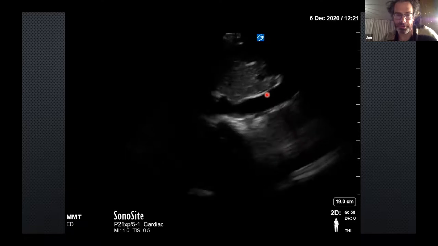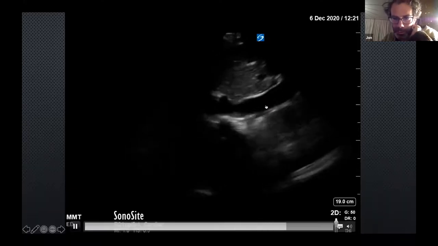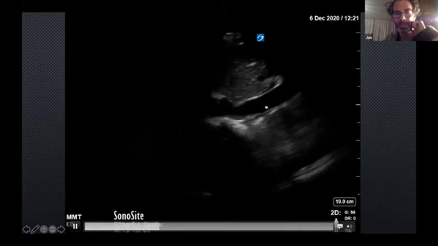But yeah, overall, I'd agree. It doesn't look like it's collapsing much, and it's quite thick. I think if we measured that, it was over 2 centimeters. So a dilated IVC.